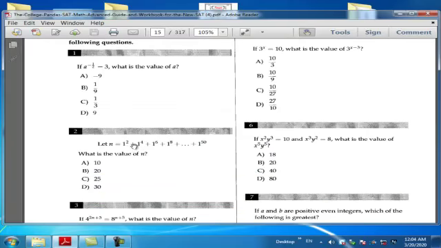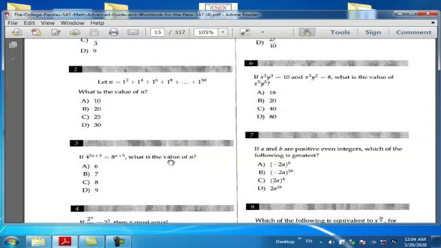Next, if 1 squared plus 1 to the power of 4 plus 1 to the power of 6, 1 to the power of 8, until we reach 1 to the power of 50. Here we are going to add only the powers of the even numbers. So what is the value of the sum here? It's going to be 25, because those are 25 numbers. If we say 4 to the power of 2n plus 3 equals 8 to the power of n plus 5, what is the value of n here? At the beginning, we should make both numbers have the same bases. If the base equals the base, the power is going to be equal to the power.